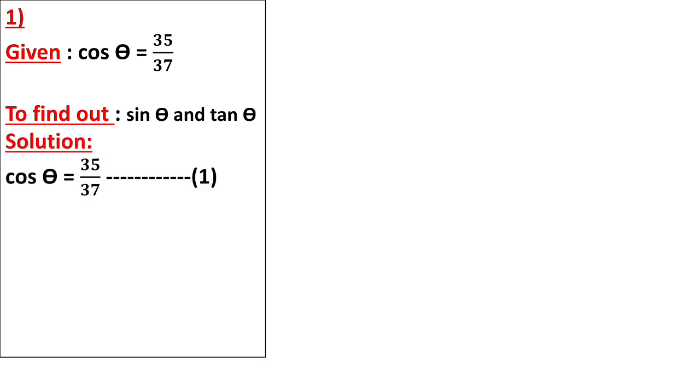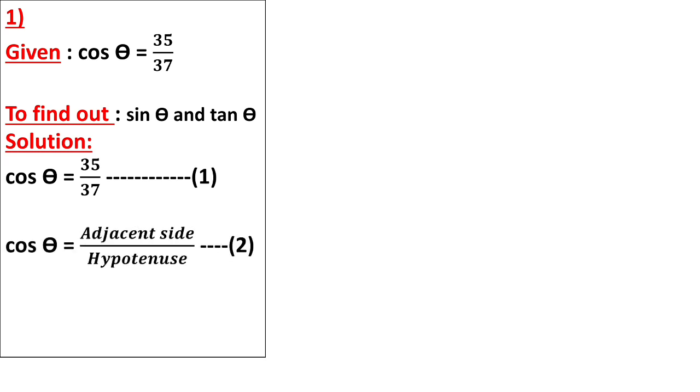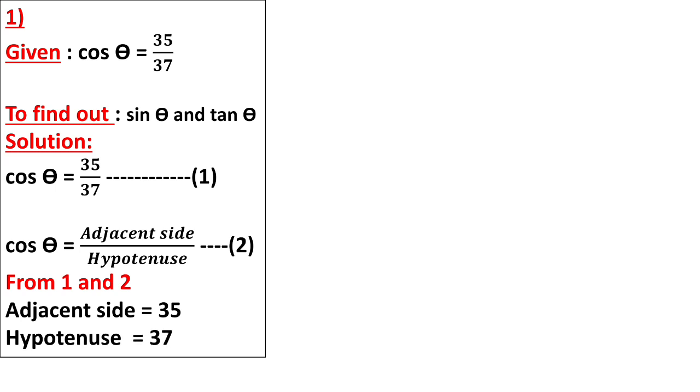Solution. Cos theta equals 35 upon 37, give this equation number 1. As we know, the cos theta ratio is adjacent side upon hypotenuse, give this equation number 2. From the first and second, we come to know the adjacent side is 35 and the hypotenuse is 37. It means in the right angle triangle we have the adjacent side and hypotenuse, so we have to find what over here? The opposite side.